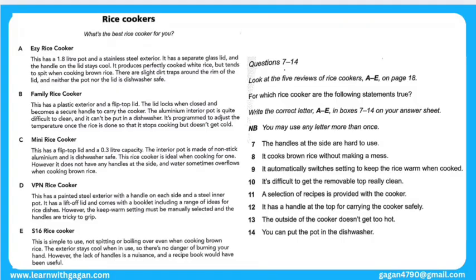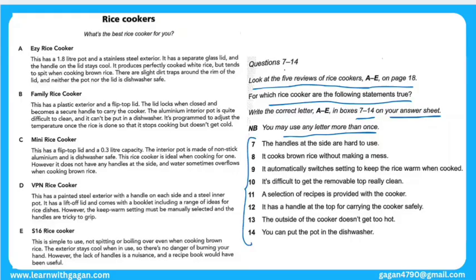For example, this is a text about rice cookers. There are 5 types of cookers with their names and features mentioned in the text. Now in questions 7 to 14, it says: look at the 5 reviews of rice cookers A to E on page 18. For which rice cooker are the following statements true? Write the correct letter A to E in boxes 7 to 14 on your answer sheet. You may use any letter more than once. So we are supposed to match these features with either A, B, C, D or E. We have to tell which feature matches with which rice cooker as mentioned in the text.